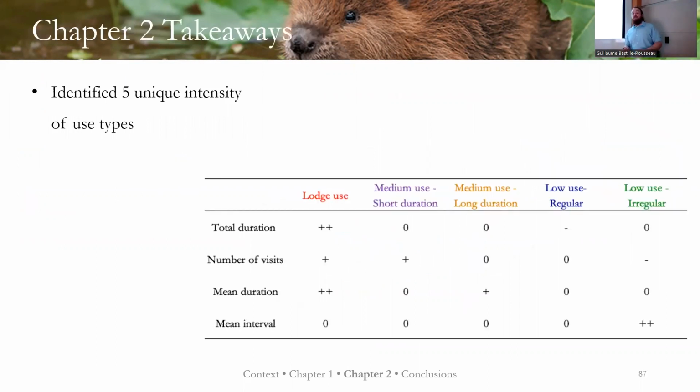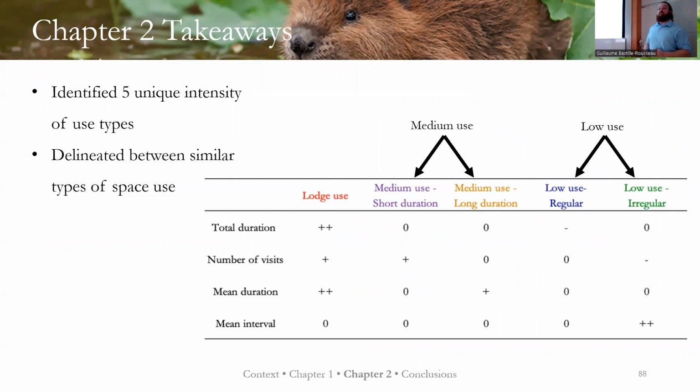And so again, chapter 2 takeaways, we were able to highlight these 5 different types of use for this population. And again, something I want to highlight is we were able to delineate between these two similarly used areas. And if we hadn't looked at it in this way, these probably would have been lumped together since they had similar total durations. But we can see that specifically between the medium use areas, you have a fundamentally different thing going on there where there's foraging occurring on land as opposed to in water.